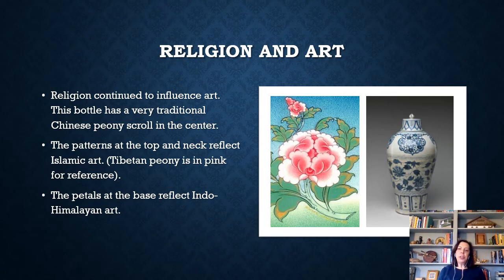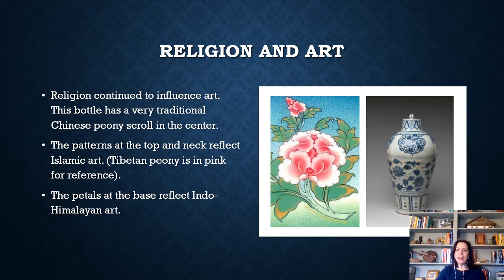I mentioned earlier that with the trade routes, the Silk Roads, we saw just this merging of a lot of cultures, traditions, religions. And specific to religion, we see the merging of a lot of religious traditions being introduced into art. And this vase is a great example. It is a peony vase.